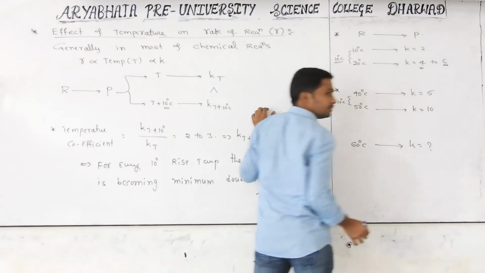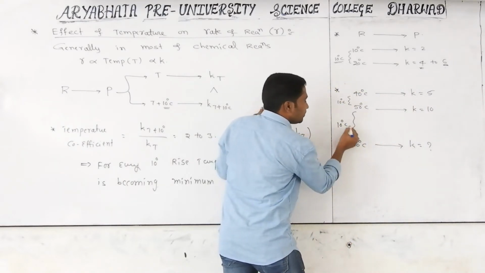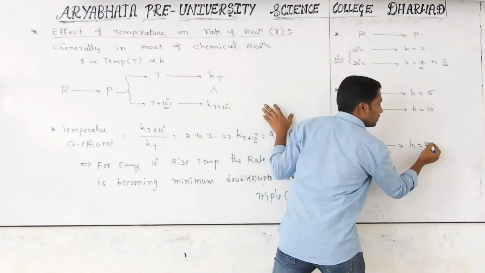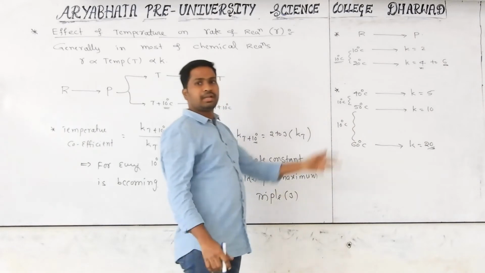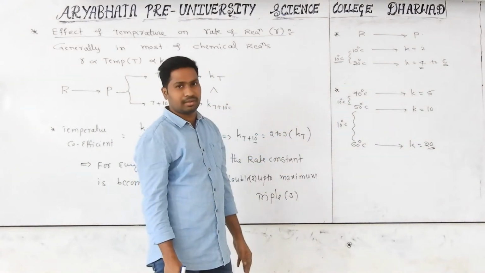50 to 60, how much interval is there? 10 degrees. For every 10 degree rise in temperature, the rate constant value becomes double. It becomes minimum 10, double means 20 up to 30. But definitely it should become double.